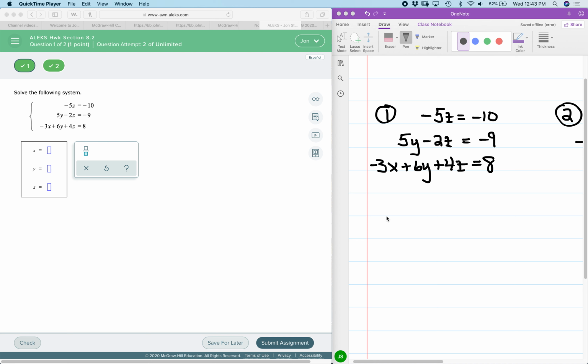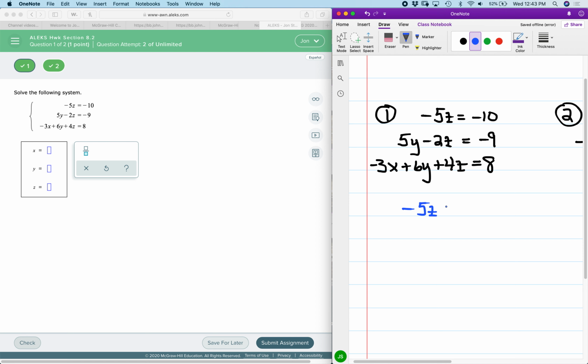Section 8.2, there were two problems in this simulation, and we're looking at a system of three equations, and we're looking at the values of x, y, and z that will satisfy all of what we have here. First things first, for the first equation, I have it solely in terms of z itself. So I can go ahead and solve for z in this equation.